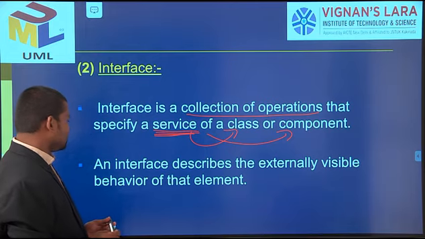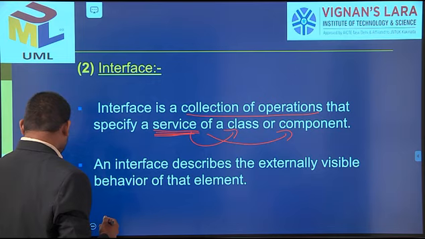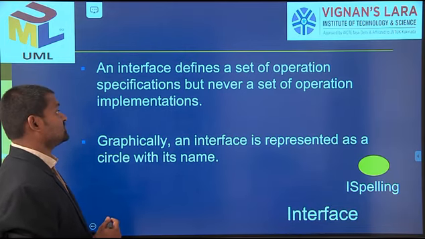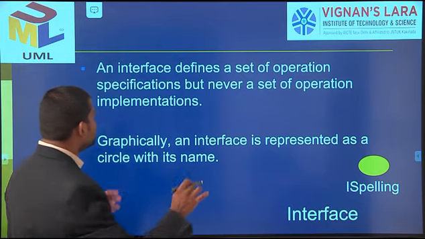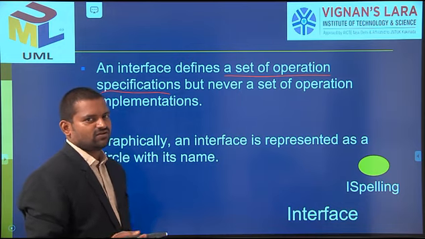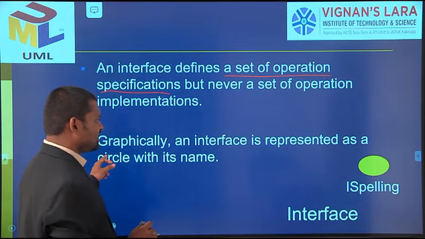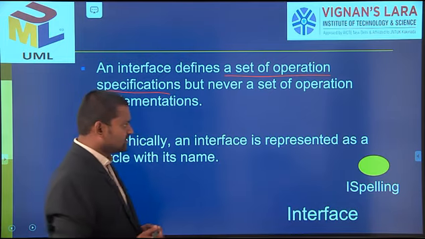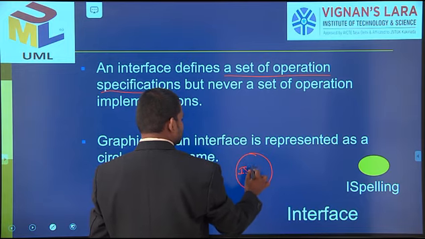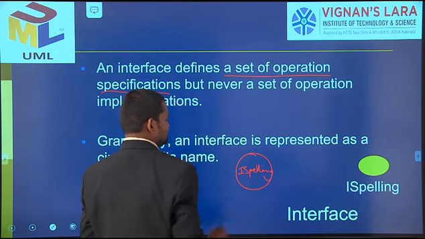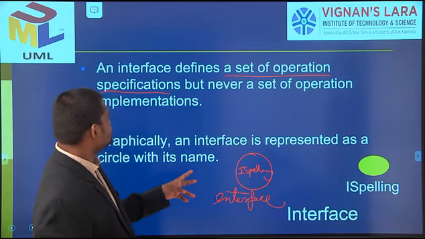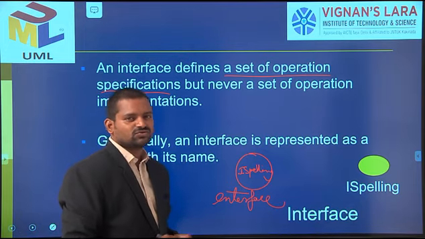An interface describes the externally visible behavior of that element. An interface defines a set of operations, specifications, but never the operations' implementation, only the specifications. Graphically, an interface is represented as a circle with its name. We just write a circle and write a name. For example, this is an interface. It defines a set of operations, but it is not implementing those operations.